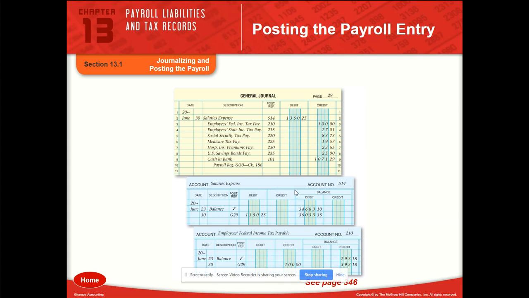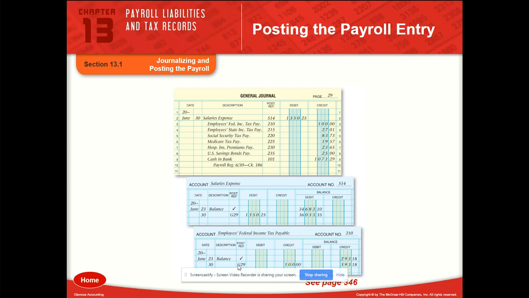So it should look like this. For our salaries expense account we have a debit of $1,350.25, and then the rest of it. Now this total of $34,683.10 plus the 13,050 should give me that total right there. Okay, and you're going to go through and do this for all of these.